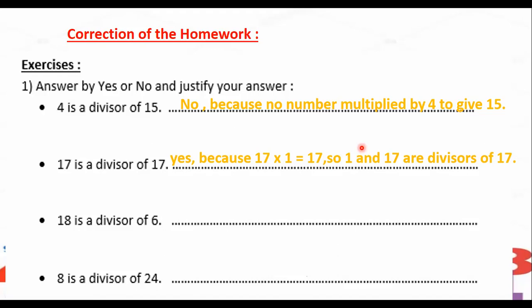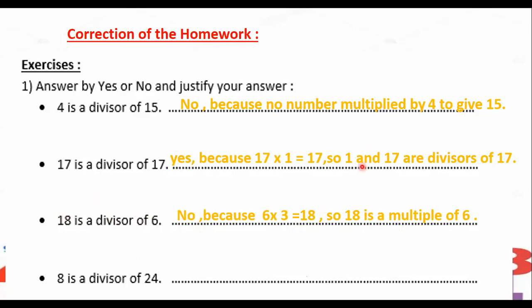So 6 and 3 are called the divisors. What do we say about 18? Multiples. Excellent. So 18 is not a divisor of 6. 18, the big number, is a multiple of 6. 6 times 3 gives me 18. Or we can say that 6 is the divisor of 18. The small number is the divisor, the big number is the multiple.